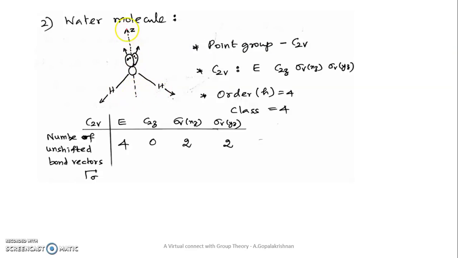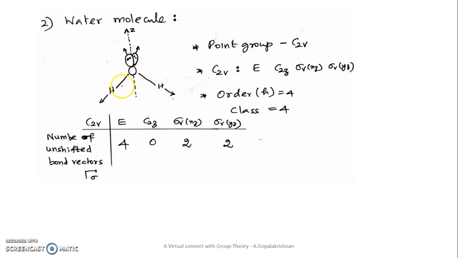So the principal axis is here. You know very well that the water molecule belongs to the C2V point group. These are all the symmetry operations. Order is 4, class is 4. Now, since the water molecule belongs to the C2V point group, we have to find out the number of unshifted bond vectors.